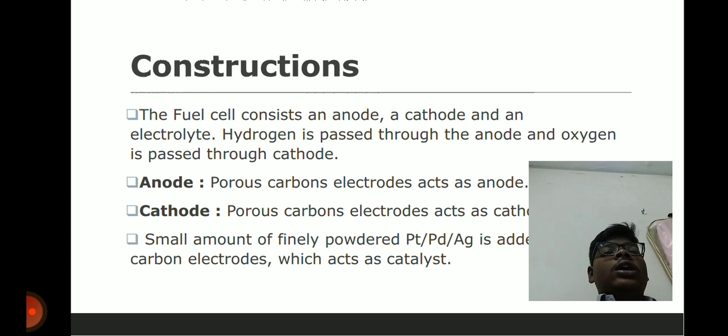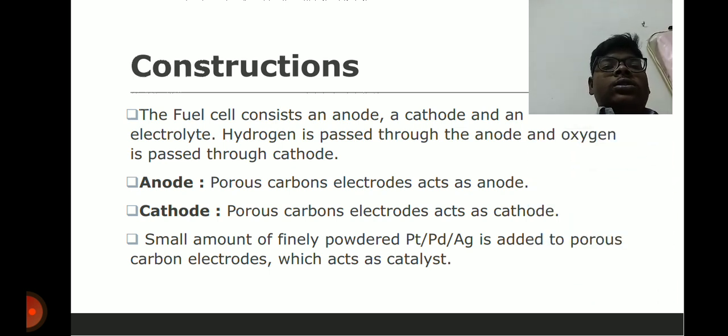Construction: the fuel cell consists of an anode, a cathode, and an electrolyte. Hydrogen is passed through the anode, and oxygen is passed through the cathode. Anode: porous carbon electrodes act as the anode. Cathode: porous carbon electrodes act as the cathode. A small amount of finely powdered Pt or Pd or Ag is added to the porous carbon electrodes, and it acts as a catalyst.